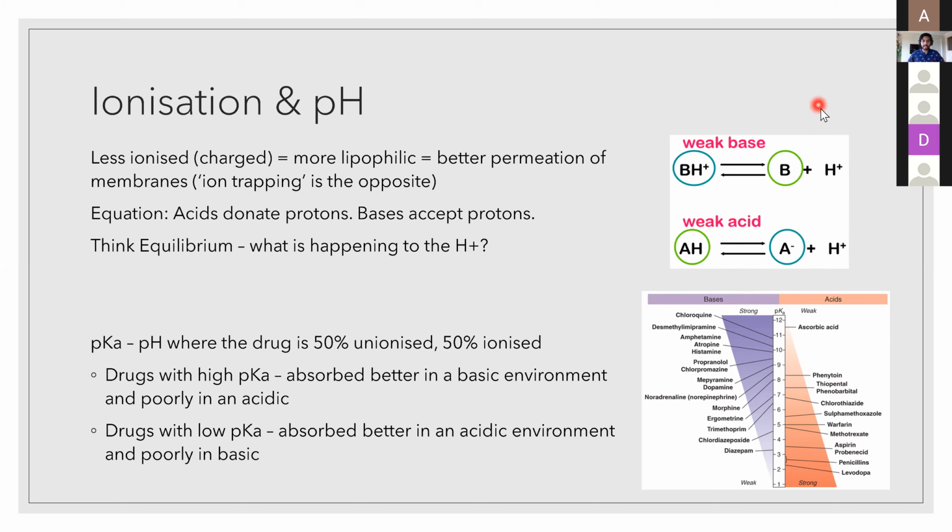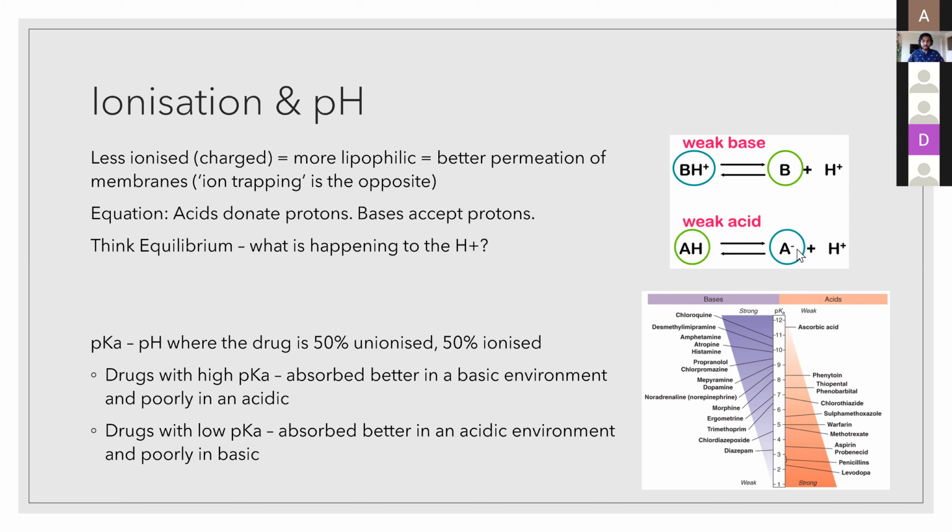So in summary, basic drugs will be absorbed better in basic environments because there's less protons and the drug will favor being in an unionized state, which is good. It's more lipophilic. It can pass through membranes. And acidic drugs are better absorbed in acidic environments because we have more protons here. The equation is driven to the left, being in an unionized state, so then it can be absorbed and pass through membranes.